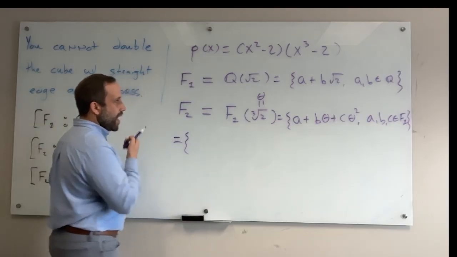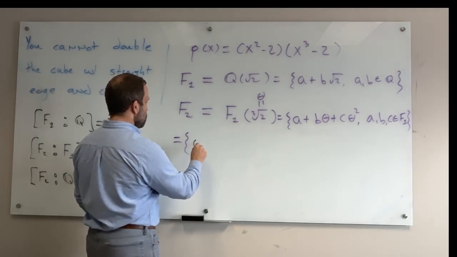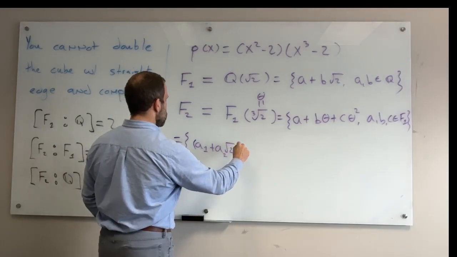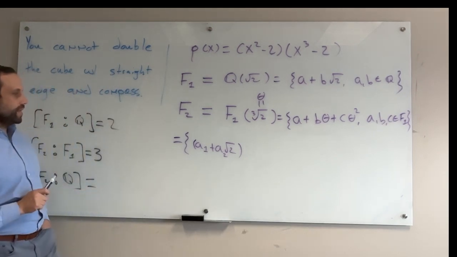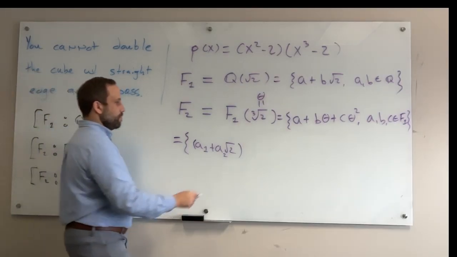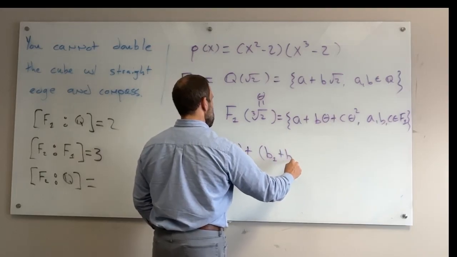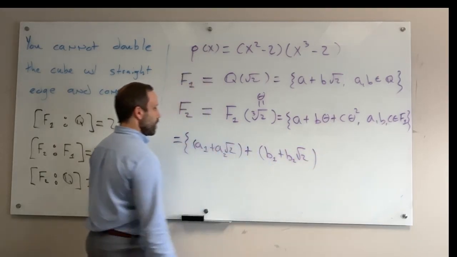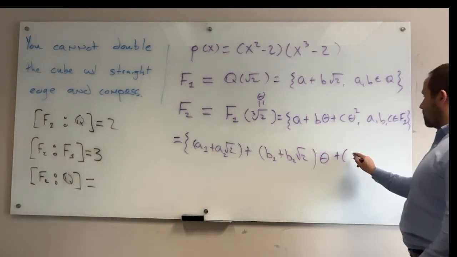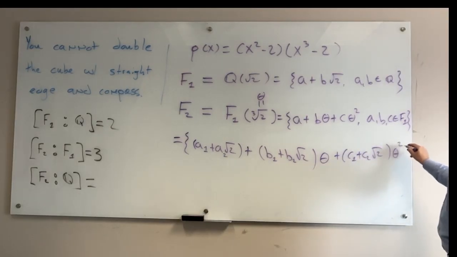So what is A? A has to be in F1. So it has to be of the form, let's see, I'm going to write it like this: a1 plus a2 times the square root of 2. If A is in F1, it has to be of that form. And then we're going to have plus b, I'm going to write this as b1 plus b2 square root of 2 times theta, and then plus c1 plus c2 square root of 2 times theta squared.